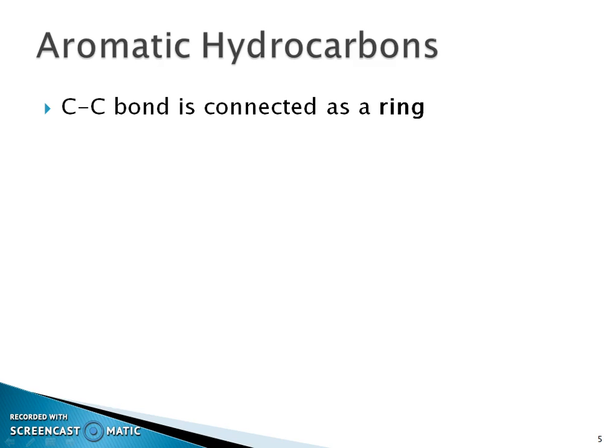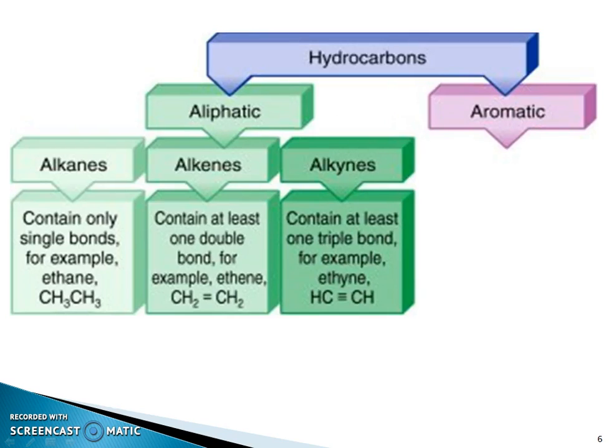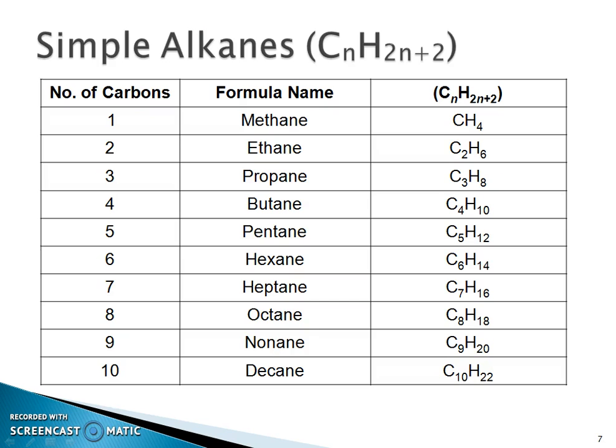So what's an aromatic hydrocarbon? Most of those contain a ring. Okay, so those are going to be carbon-carbon bonds that are connected as a ring. So you have two kinds of hydrocarbons. Again, your aromatics, which will be the rings, and you have this aliphatic kind, which are your alkanes, alkenes, and alkynes. So here are your simple alkanes.